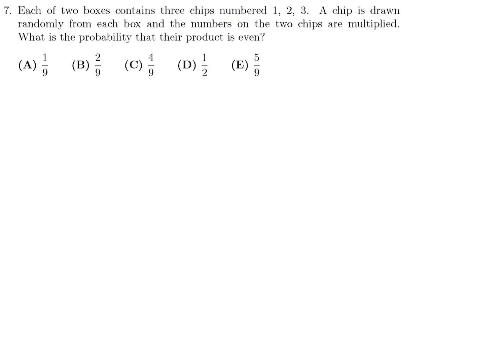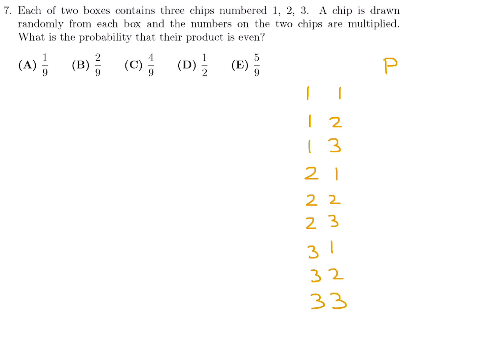Each of the 2 boxes contain 3 chips numbered 1, 2, 3. Each chip is drawn randomly from each box, and the numbers on the 2 chips are multiplied. What is the probability that the product is even? Since there's only 3 and 3, we can easily make up the combinations. You can get 1 and 1, 1 and 2, 1 and 3, 2 and 1, 2 and 2, 2 and 3, 3 and 1, 3 and 2, and 3 and 3, like that.